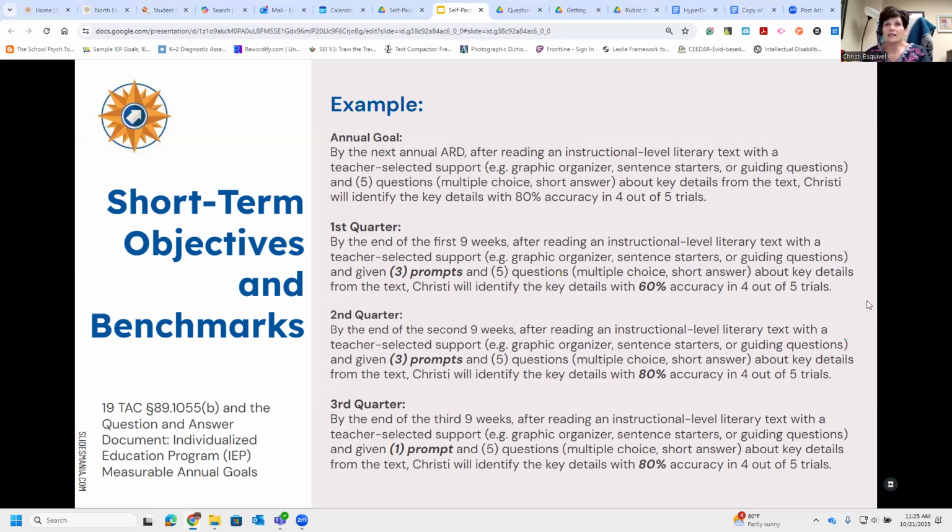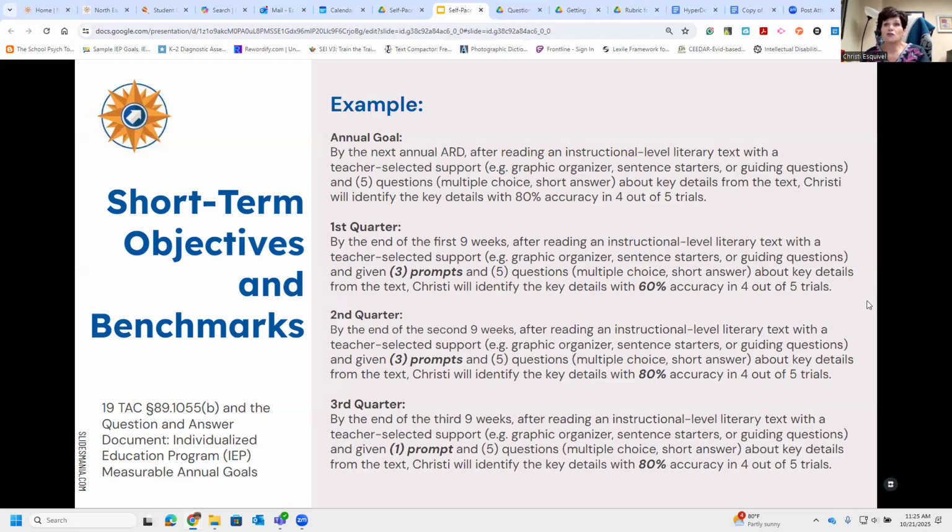Our annual goal is, by the next annual ARD, after reading an instructional level literary text with a teacher-selected support, so a graphic organizer, sentence starters, or guiding questions, and 5 questions, multiple choice or short answer, about key details from the text, Christy will identify the key details with 80% accuracy in 4 out of 5 trials.